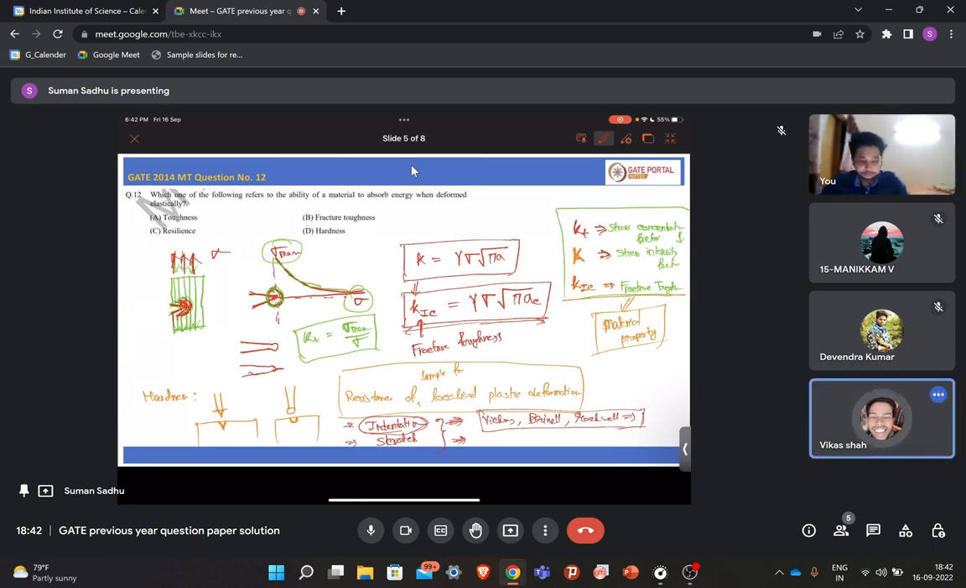Sir, one thing: when this is a localized plastic deformation, is it good to say the hardness of the particular sample, because we are saying this is the hardness of the material, and we are testing at a particular point. So is it good to say this is the hardness of the material, or the hardness of a particular point of this material?